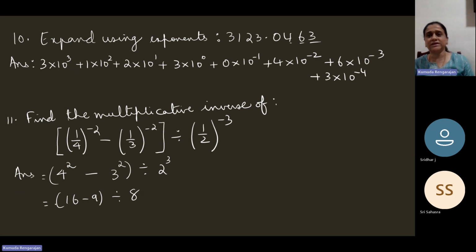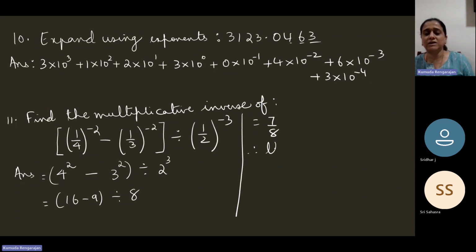So 16 minus 9, 7. So 7 by 8. I'll just continue here. This is equal to 7 by 8. But the question is not to simplify this expression. The question is to write the multiplicative inverse of this. 8 by 7 is the answer.